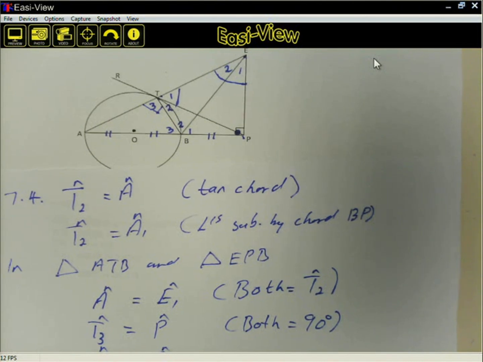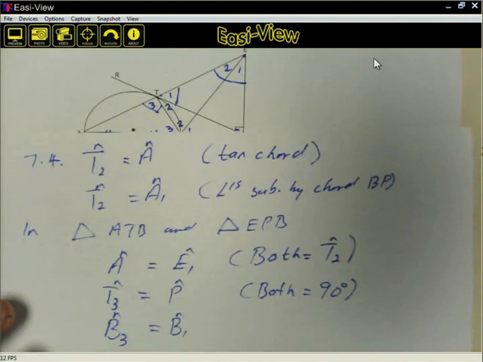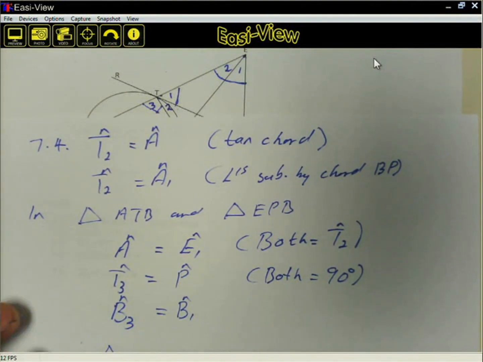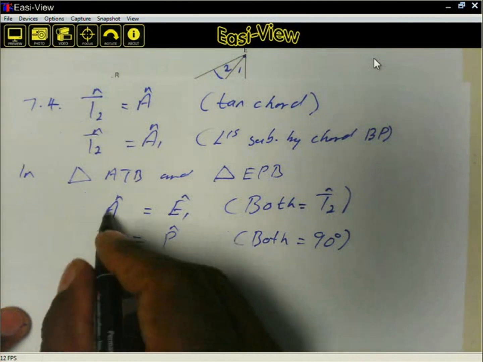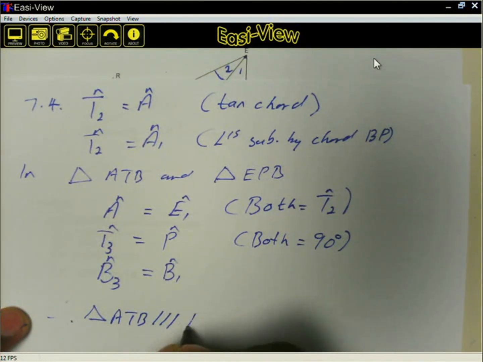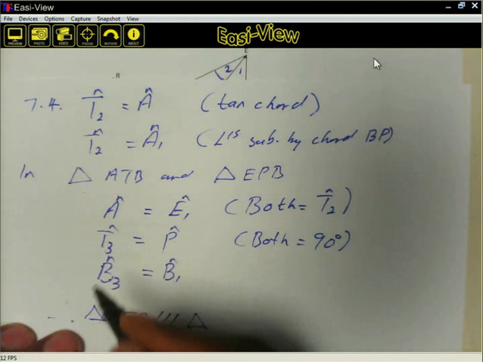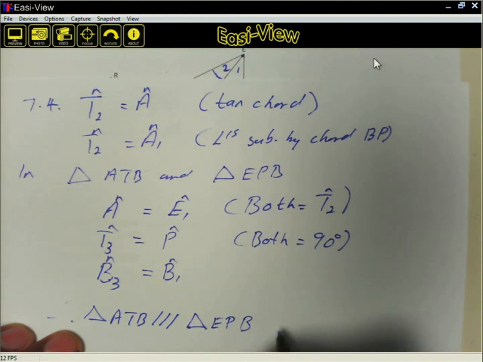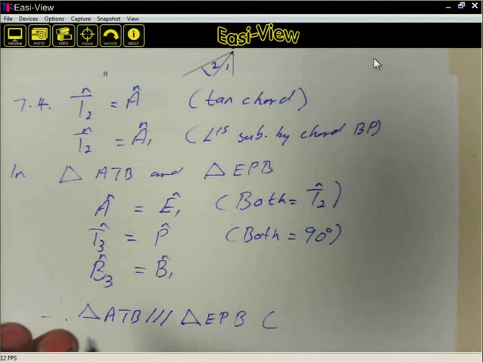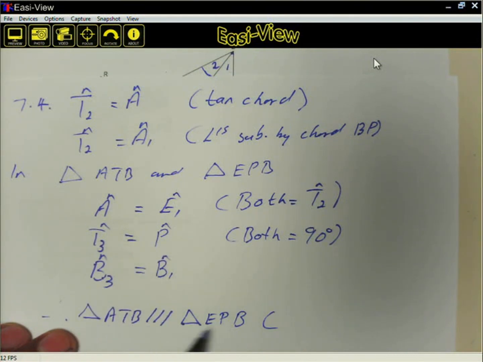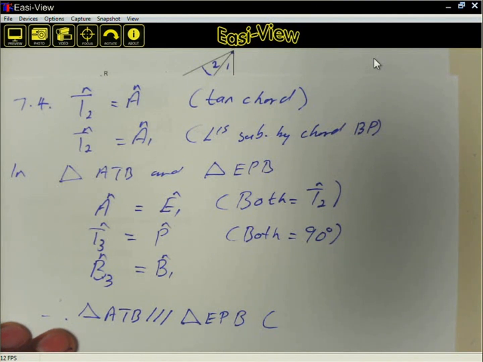Then you can conclude, triangle B3 equals B1. Therefore, triangle ATB will be similar to triangle EPB. Order is very much important: A equals A, T equals P, B equals B. Even the order in which you take those letters must be the same.